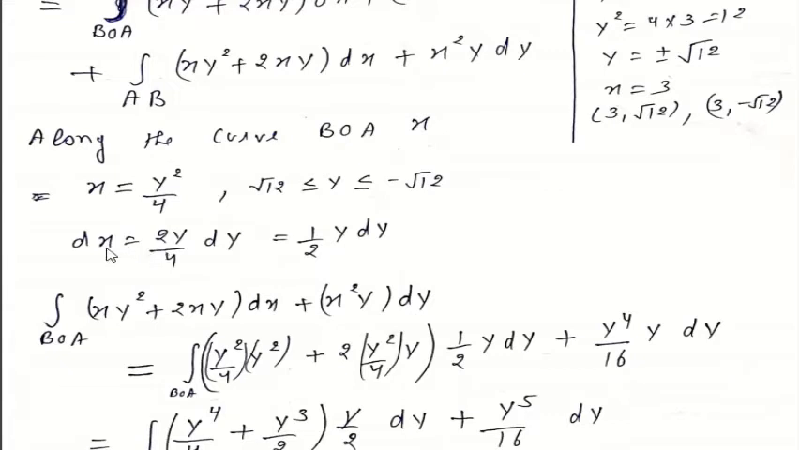Now take the derivative: dx becomes 2y by 4, which is 1 by 2 y dy. Substitute these x, dx values in BOA. The value of x is y square by 4, the value of dx is 1 by 2 y dy, and x square is again y square by 4 whole square, and dy is dy.